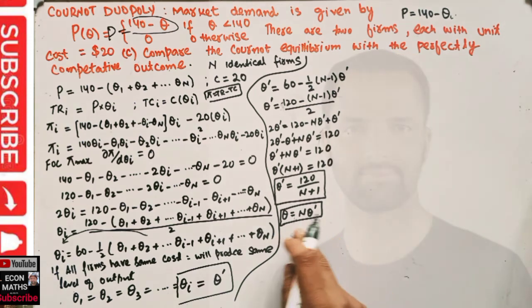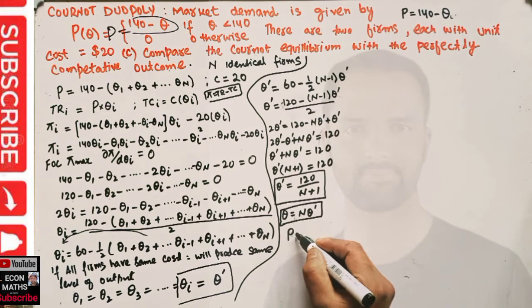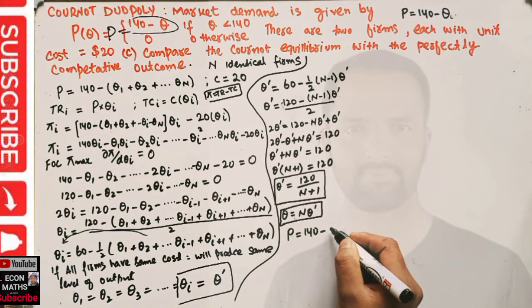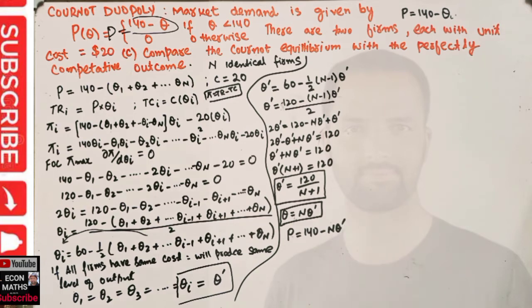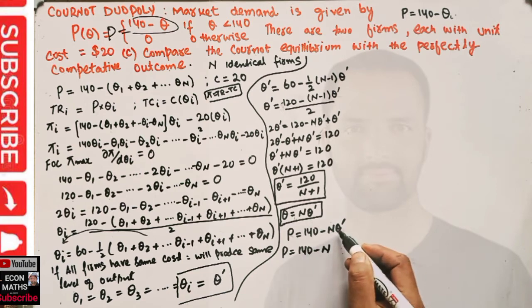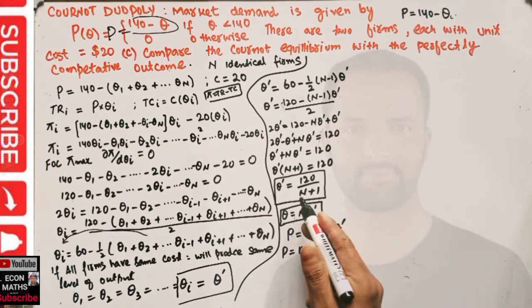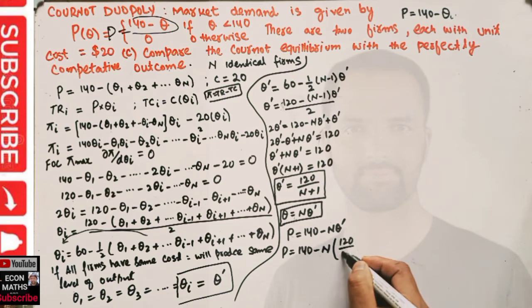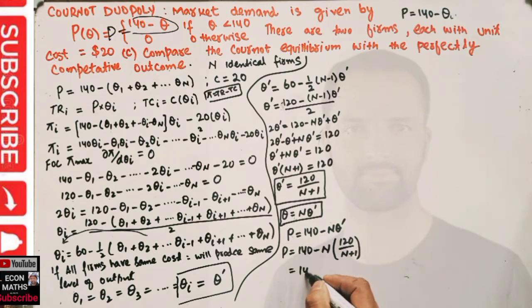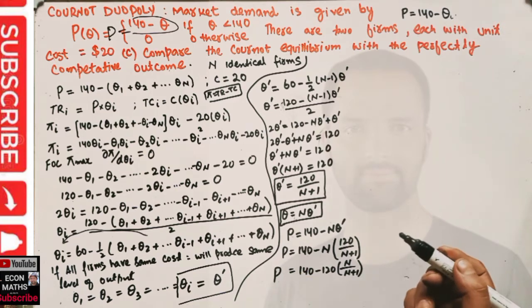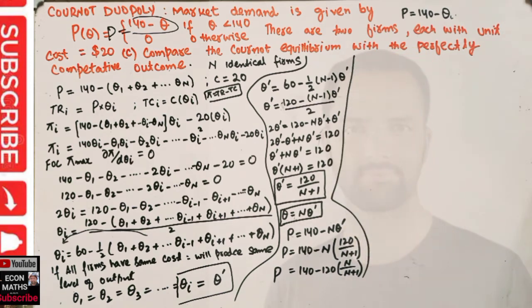So then what will happen? What will our inverse demand function become? So this becomes p is equal to 140 minus nq dash. Simple. So we have p is equal to 140 minus n, and in place of q dash, we have this function for each firm, 120 upon n plus 1. Or we can write it like this: it is equal to 140 minus 120n upon n plus 1. This is our demand function. So let me write here.